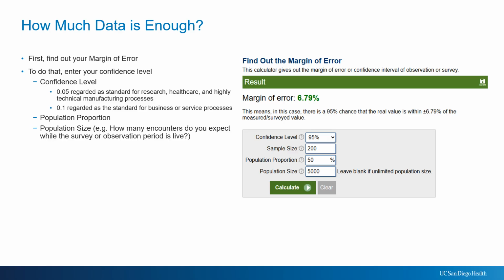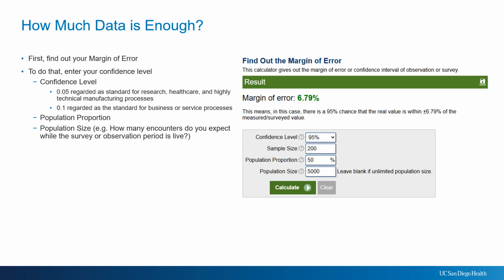To do this, you will need to establish your confidence level. The general rule of thumb for this is to use a 95% confidence level for research or healthcare safety or a highly technical manufacturing process. For business or service processes, even healthcare services, it is acceptable to use the 90% confidence level.